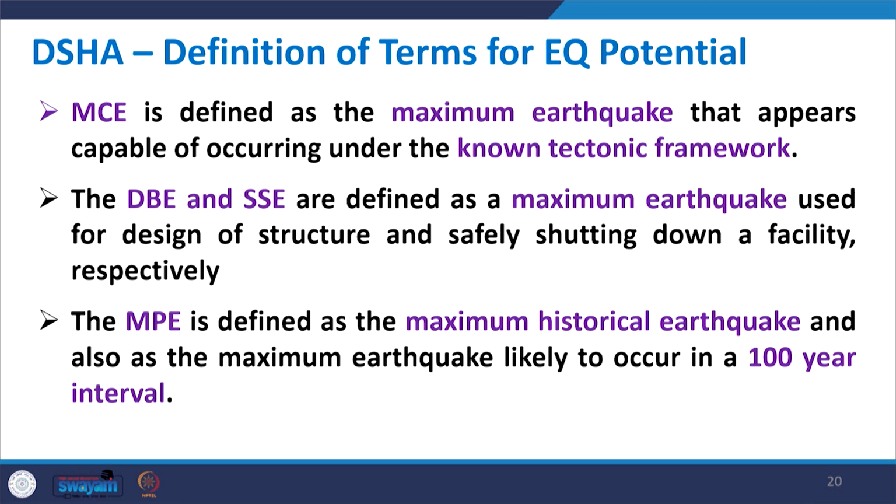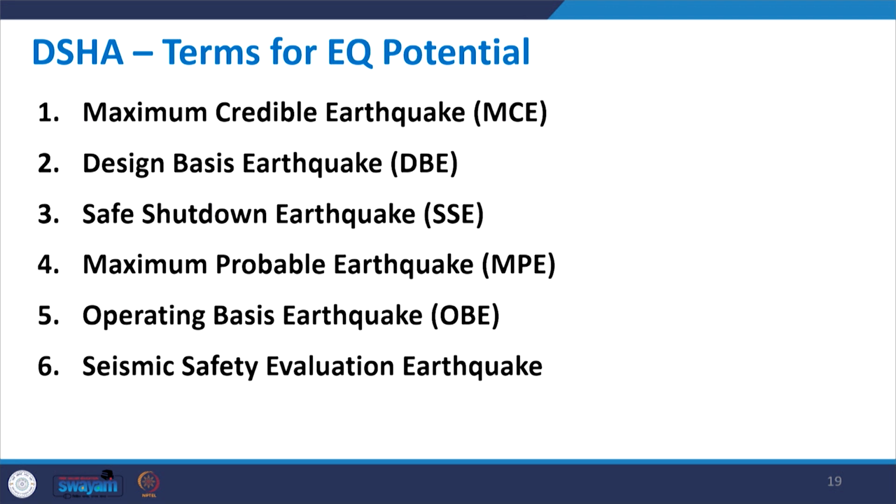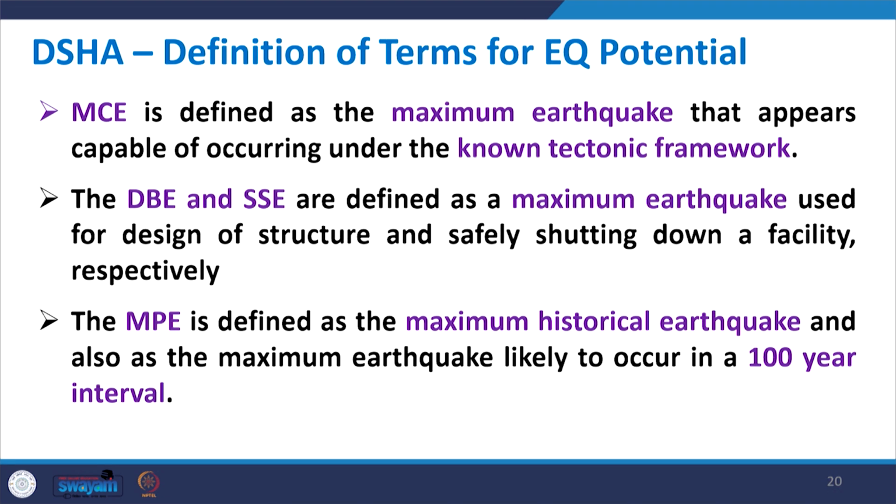MCE, that is maximum credible earthquake, is defined as the maximum earthquake that appears capable of occurring under the known tectonic framework. So you can say that MCE will be the highest among all these groups. DBE and all these will be lower, so you cannot expect more than MCE. Then DBE and SSE are defined again as maximum earthquakes. First, DBE is for design of a structure, and the SSE is related to shutting down a facility when an earthquake comes, like a nuclear power plant needs to be shut down.